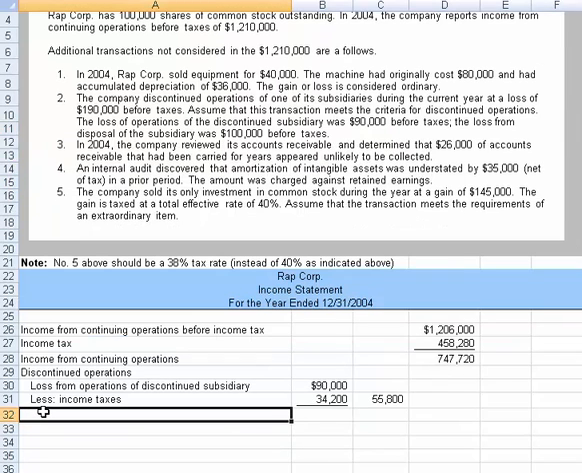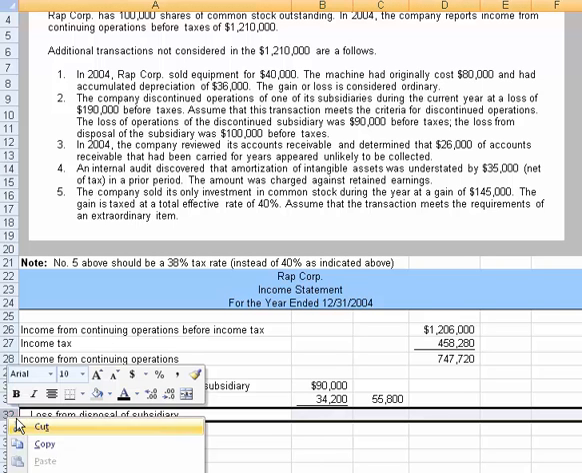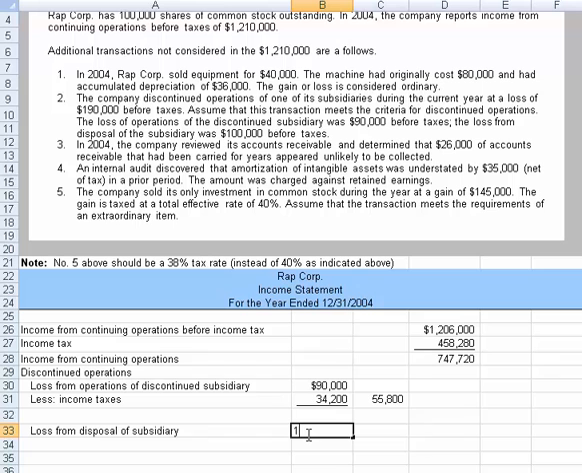After we have that, the next item with discontinued operations we need to consider would be the loss from the disposal of the subsidiary. So loss from disposal of the subsidiary. I want to indent that as well. And the loss from the disposal of the subsidiary given above, I believe, was $100,000. Let's add a line here so we don't get this confused.